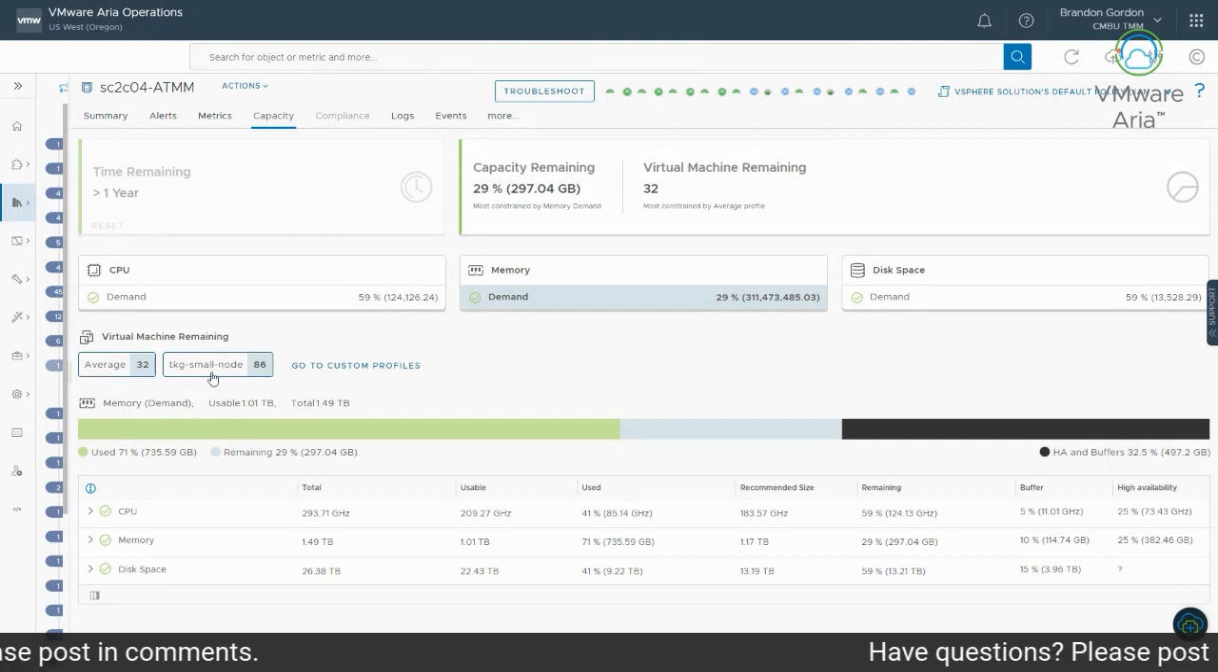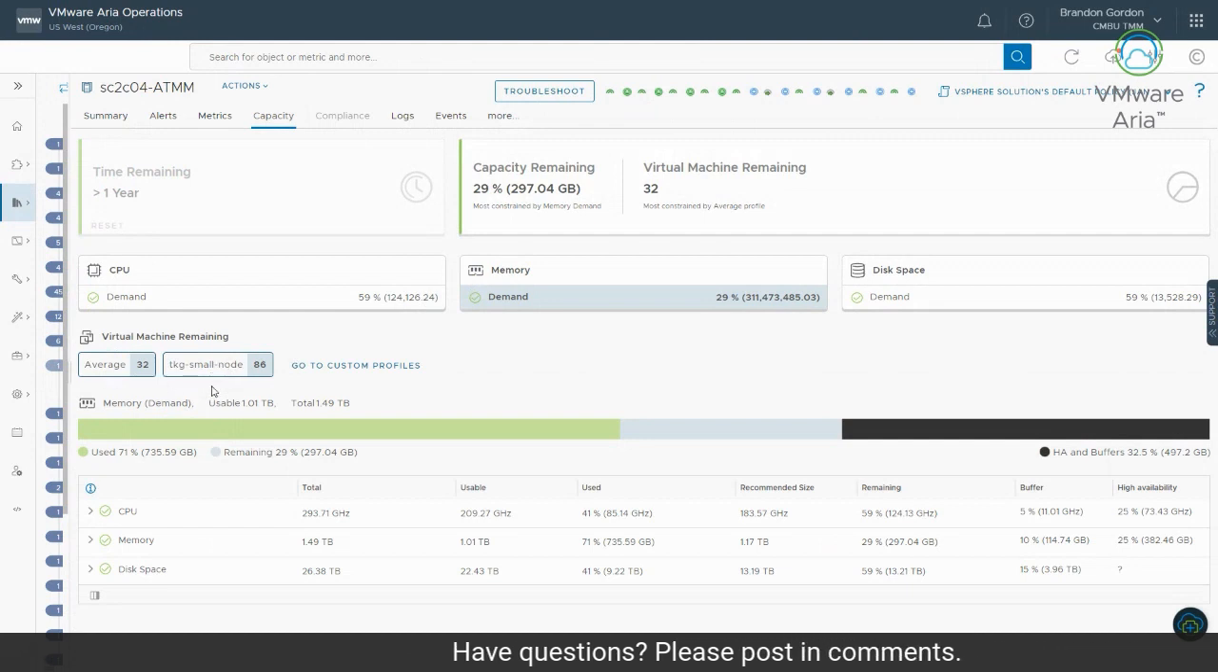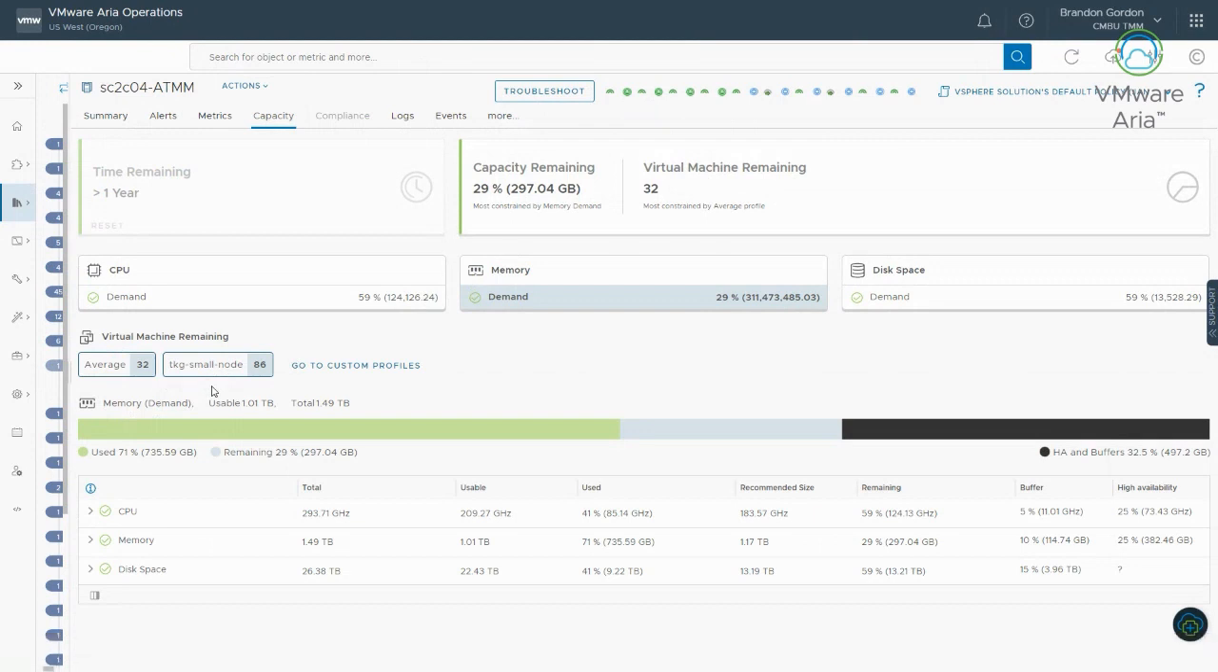But I can go in and configure my own virtual machine profiles. So you can see I've got one here, TKG small node, and based on that profile, it can hold 86 of them. So I can go in here and custom profiles, and I can add my own profiles if I wanted to, and have it tell me, like if I had a t-shirt size, small, medium, large, I can add a profile for small, medium, and large, and it'll tell me how many smalls I can fit, how many mediums I can fit, how many large I can fit. So pretty nice to be able to see that from a virtual machine remaining perspective.